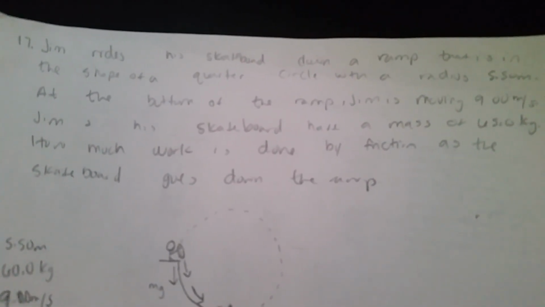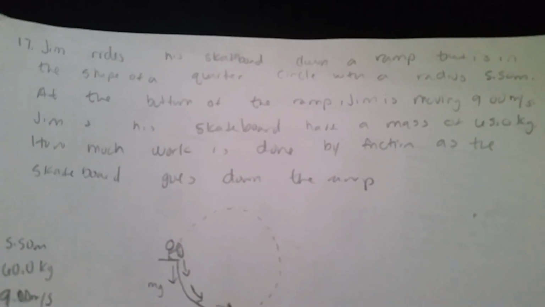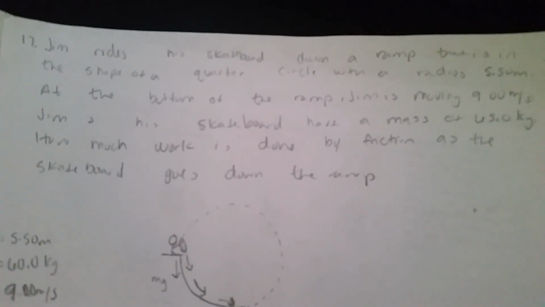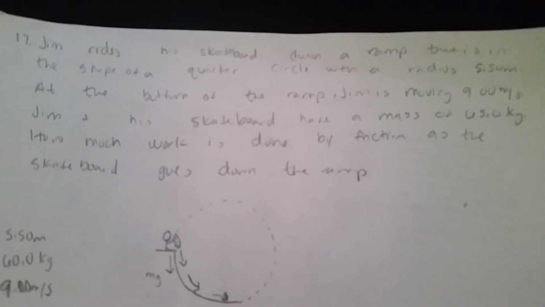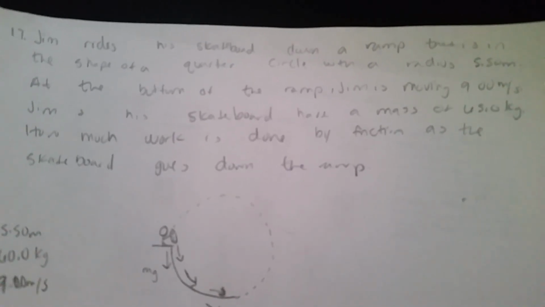Jim rides his skateboard down a ramp that is in the shape of a quarter circle with a radius of 5.50 meters. At the bottom of the ramp, Jim is moving at 9.0 meters per second. Jim and his skateboard have a mass of 65.0 kilograms. How much work is done by the friction as the skateboard goes down the ramp?